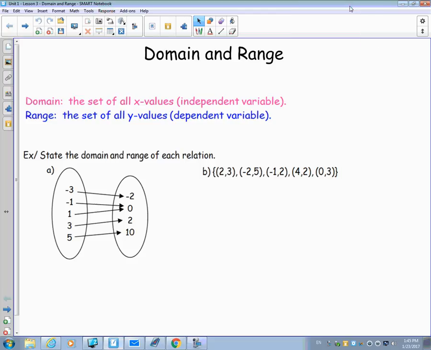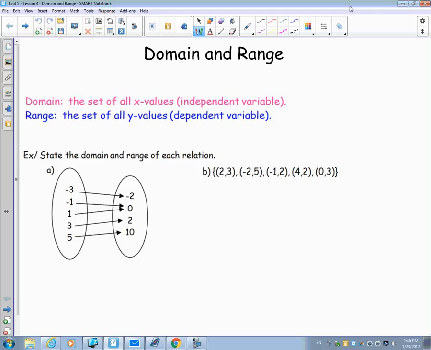In this class, we're going to take a deeper look at domain and range. Sort of a brief introduction the other day when we talked about functions and the idea of a picture frame, what parts include it. We're going to go more in depth with that today. So again, reminders, domain is your X values, range is your Y values.